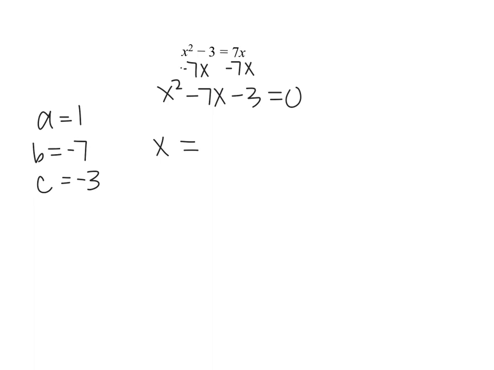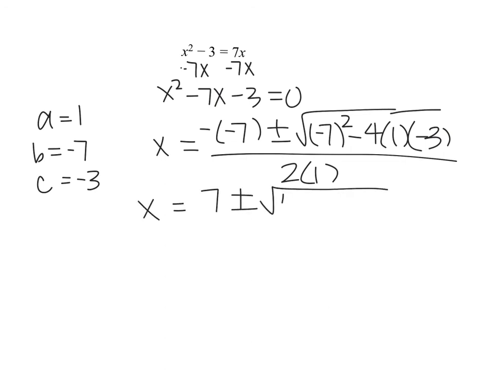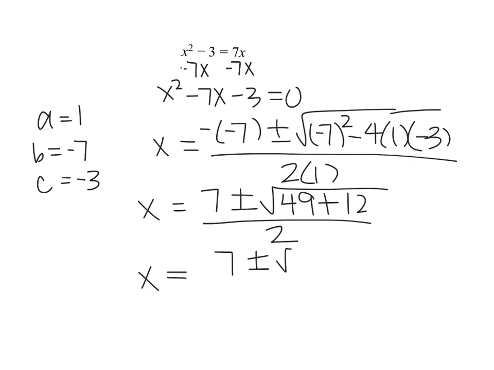So plugging into our formula, we get x equals -(-7) plus or minus the square root of -7 squared minus 4 times 1 times -3 all over 2 times 1. So x equals 7 plus or minus the square root of 49 plus 12 all over 2. So we get x equals 7 plus or minus the square root of 61 all over 2. And the square root of 61 does not simplify, so this is going to be our final answer.